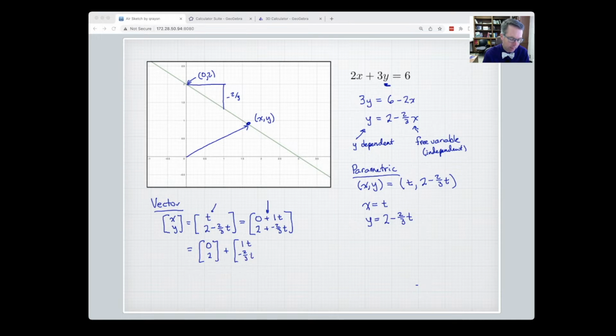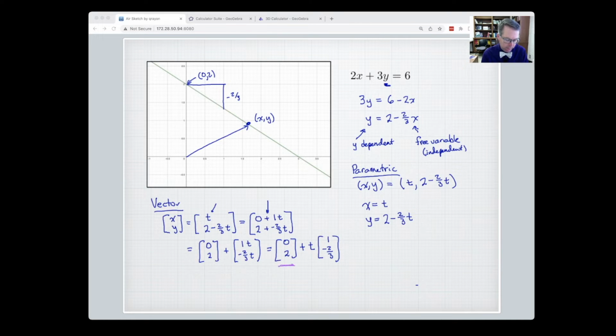Now, both of the terms in that second vector have the same factor of t. So I'm going to factor that t out, and so I get the vector 0, 2 plus the multiple t times the vector of the coefficients. And so I'll have 1, negative 2/3.